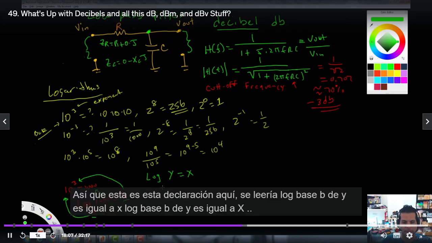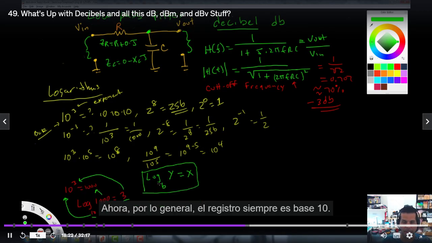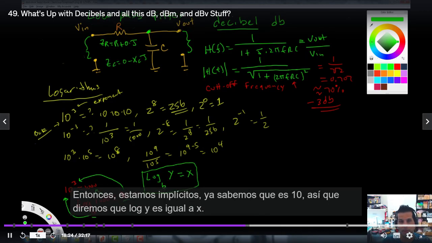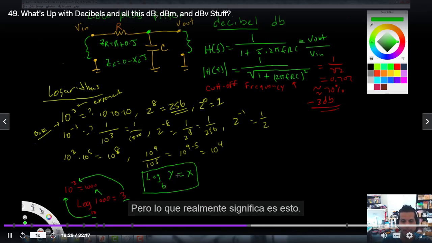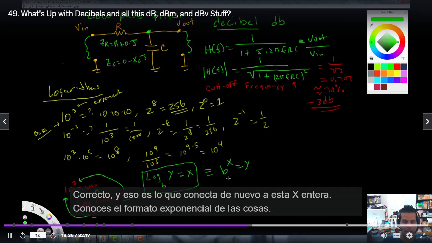All right, so this statement here would be read, log base b of y equals x. Now, typically log is always base 10, so it's implicit. We already know that it's 10, so we'll just say log y equals x. But what it really means is this: b to the x equals y. And this connects back to this whole exponential format of things.